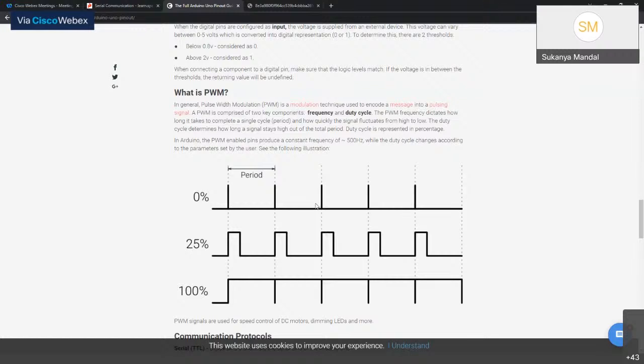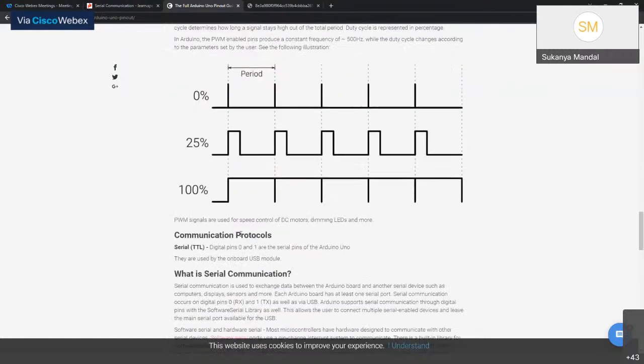Also, let's say you have a motor connected to your microcontrollers or microprocessors. Then in that case, you could also control the speed of the motors using pulse width modulation.